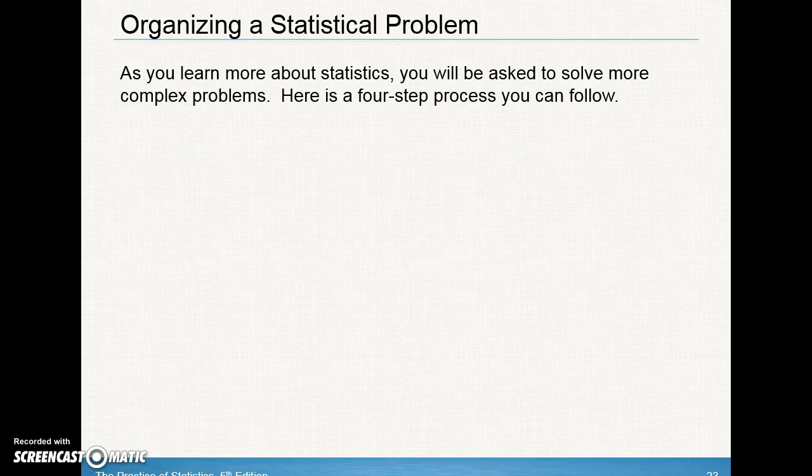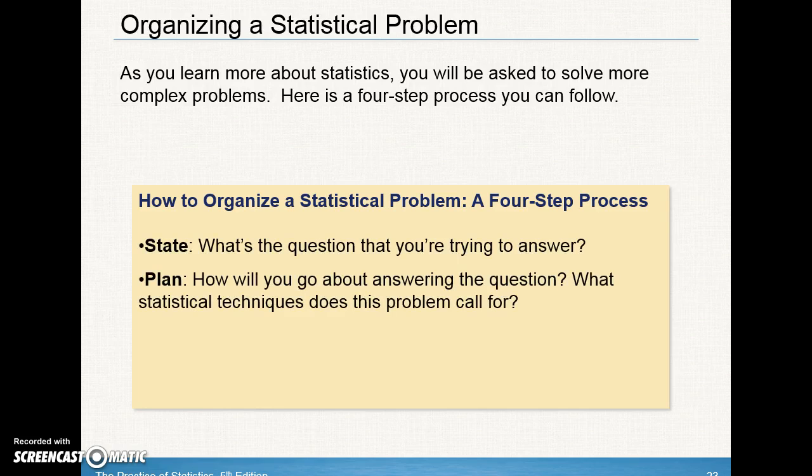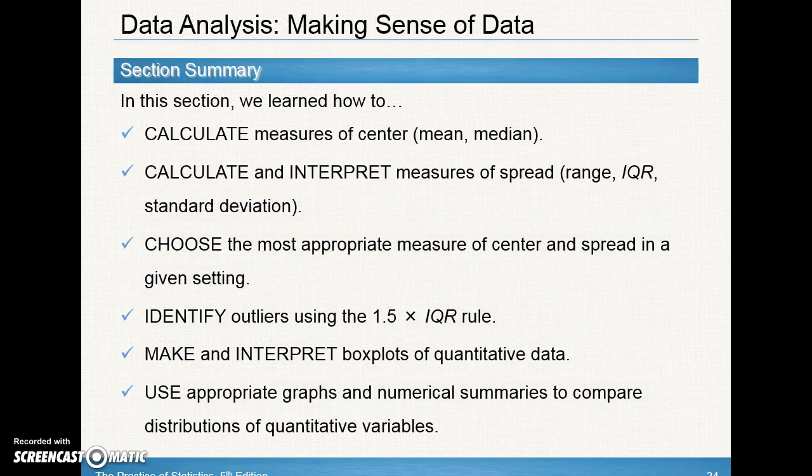Okay, so here's a 4-step process you can follow for analyzing a statistical problem. Step 1, what is the question? Step 2, make a plan. Step 3, make graphs, carry out your calculations. Step 4, write your conclusion. Your conclusion should always be in sentences, and they should always be complete thoughts. And here's a summary of what we learned, which matches what we said we were going to learn in this unit.